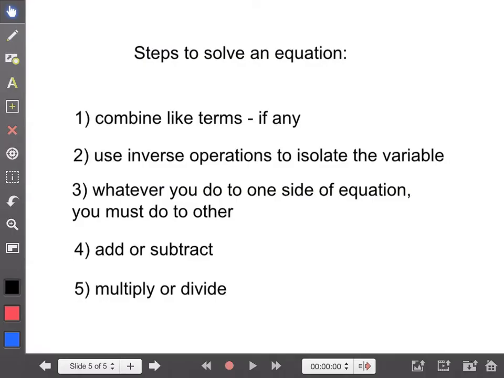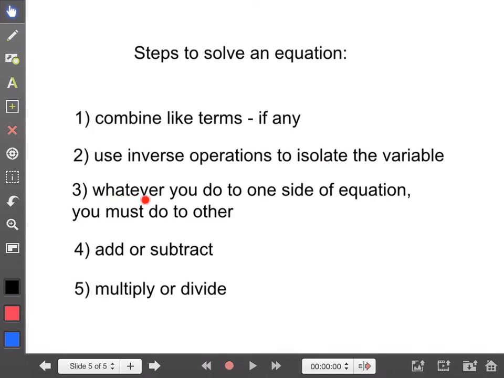These are the basic steps to solving an equation. So let's get these down in our notes. First, combine like terms. So if you have any like terms, then you should combine those. And I'll show you what I mean in a minute. Then number 2, you're going to use inverse operations to isolate the variable, because remember that's our goal, to isolate the variable and get it alone.